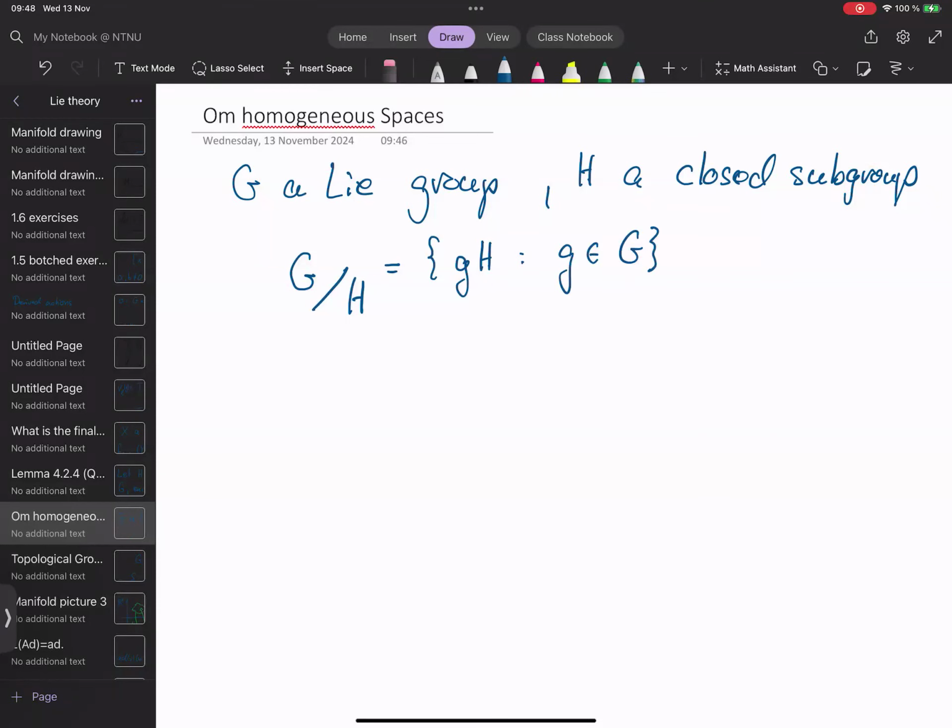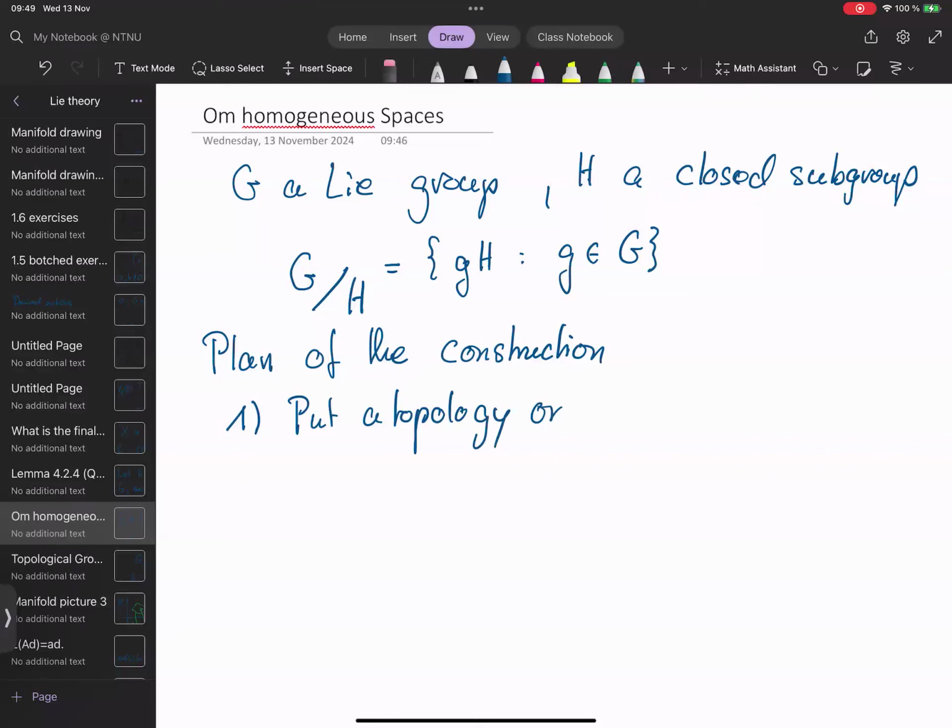And our goal is to basically build a manifold structure on this quotient space. And well, how do we do this? Plan of the construction. Well, as far as we know, for now, this G mod H is just a set. So maybe it's a good idea, first of all, to put a topology on G mod H. So this will be the quotient topology, and establish some of its properties.